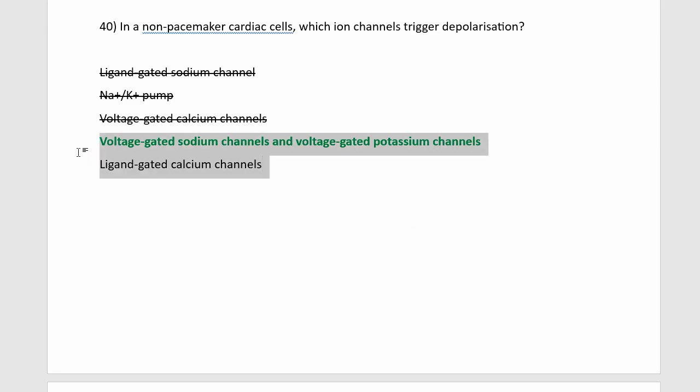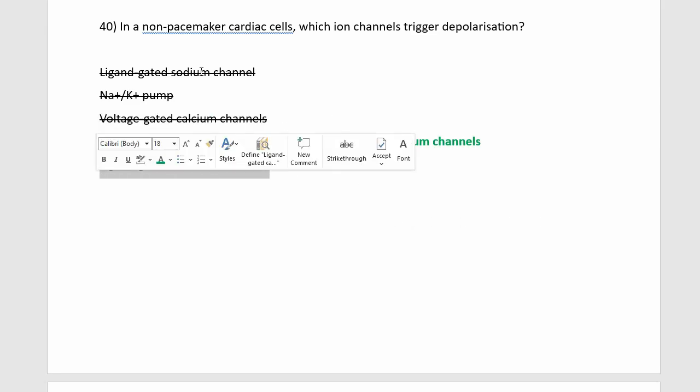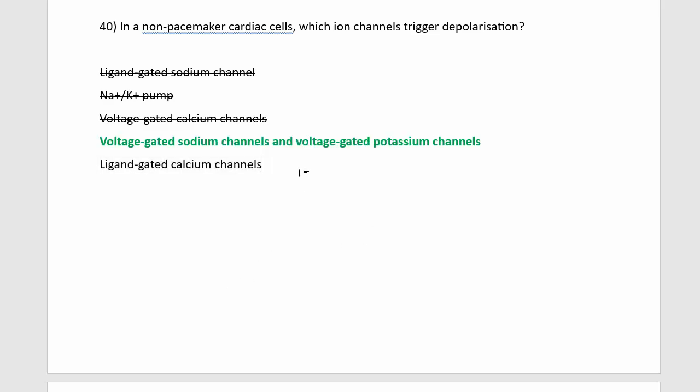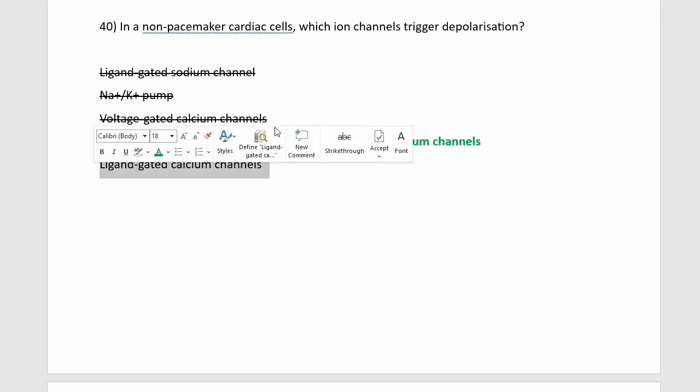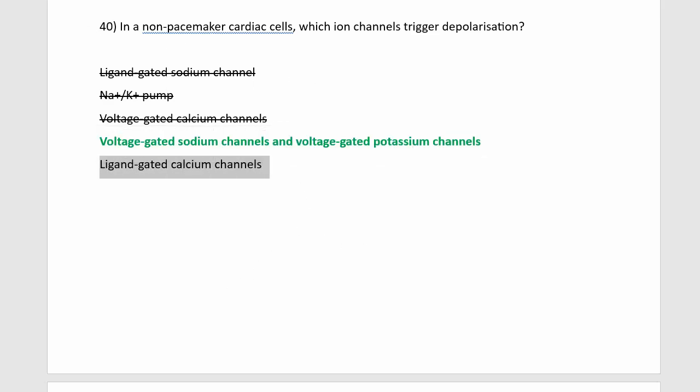And then finally, ligand-gated calcium channels. Again, think ligand with the sodium channels. They only affect when they're bound by a neurotransmitter and are involved in post-synaptic potentials. This is not to do with depolarization.